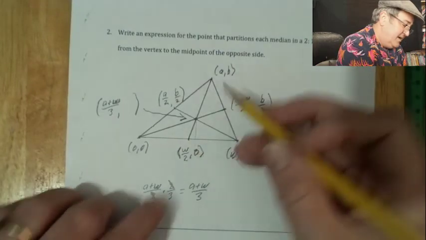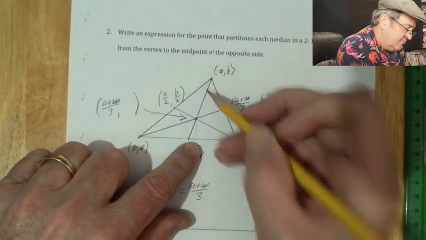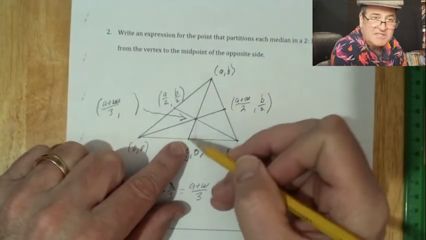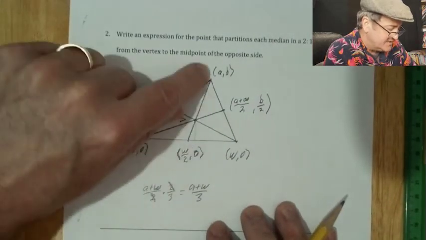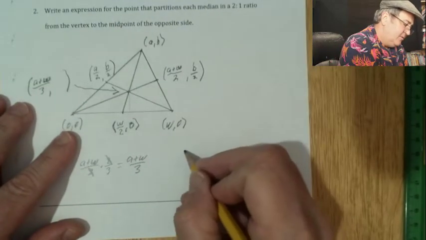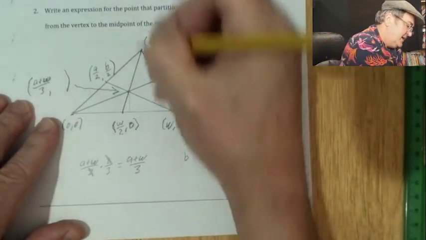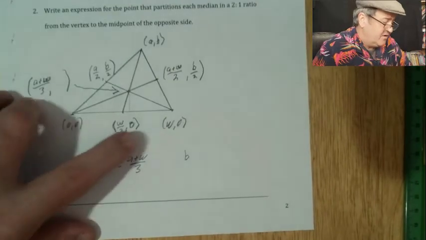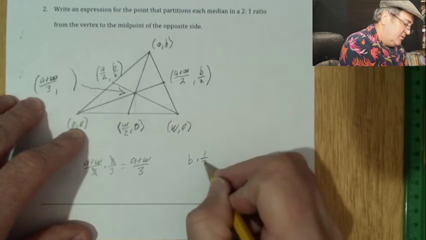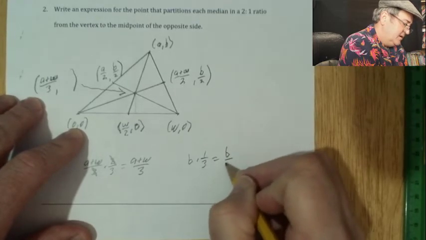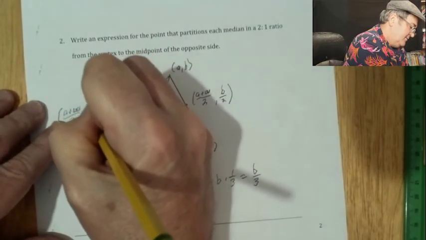Now, how far does it go up? It starts at 0 and goes all the way up to b, right? But this is the 1/3 section. This gets 1/3 of it, and this gets 2/3. So we need 1/3 of the height from 0 to b. Well, it went all the way up to b, b minus 0 is b. So we know the height is b, whatever b is, how far it goes up. And we're going to take that times 1/3. So that is b divided by 3. That's pretty simple. b divided by 3.